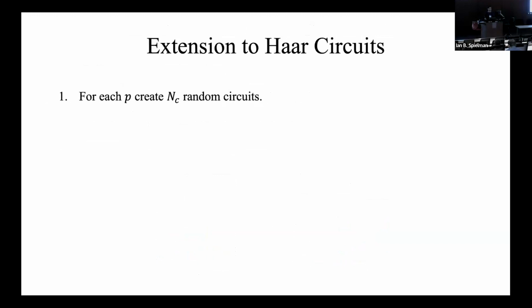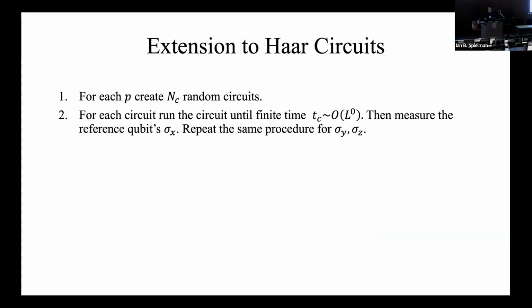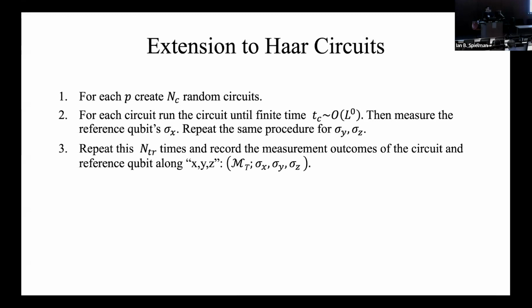Okay, so I talked about Clifford circuits. Now you may ask how you may apply this to more generic circuits like random Haar circuits. Here, the only difference is that instead of doing the experiment only by measuring, for example, sigma z of the reference qubit at the end of the time evolution, we need to repeat this for x, y, and z. So in principle, we need to train 3 neural nets, one on the x labels of the spin of the qubit, one on the y, and one on the z. And we just repeat the same thing.